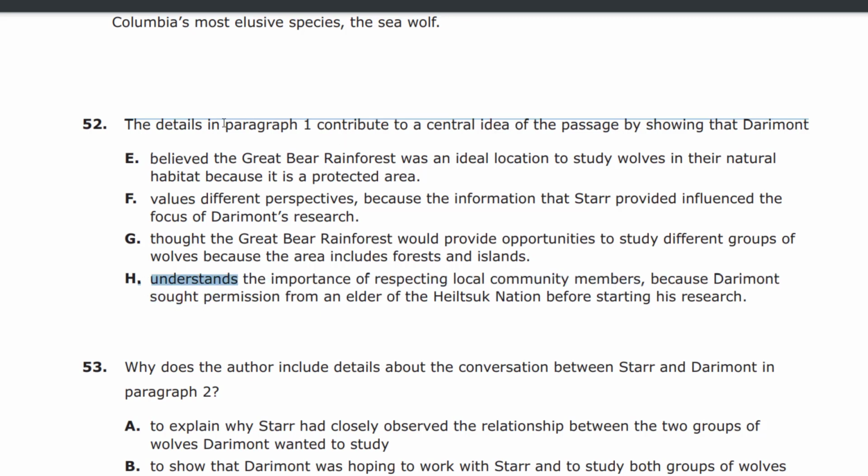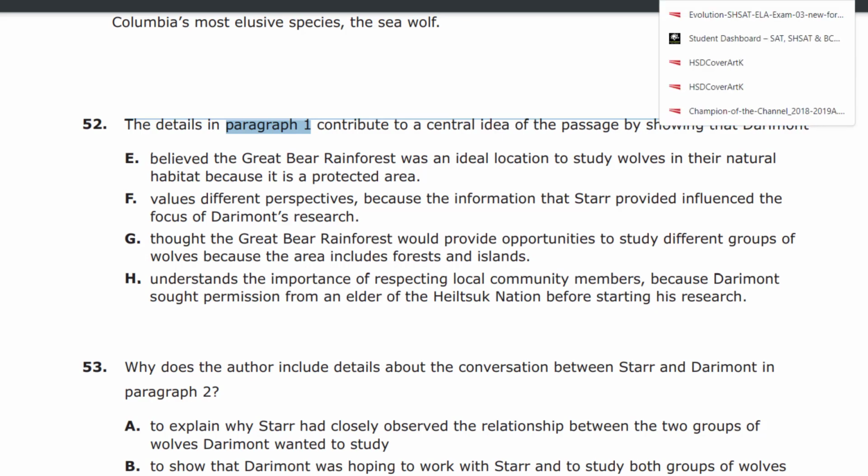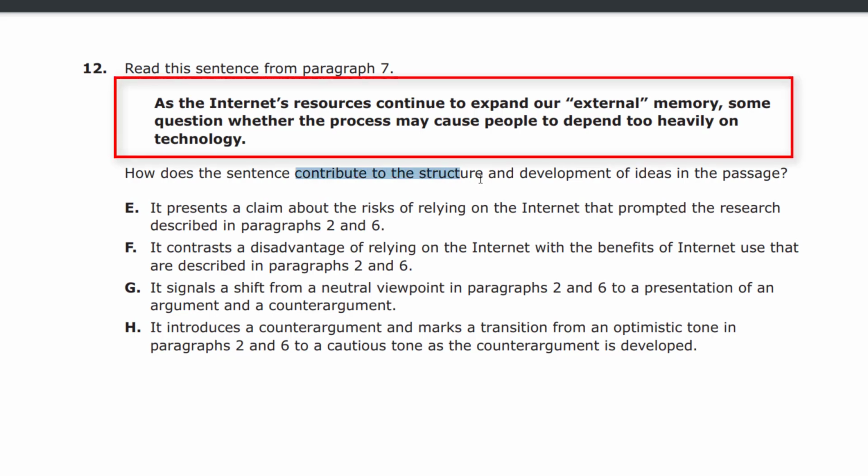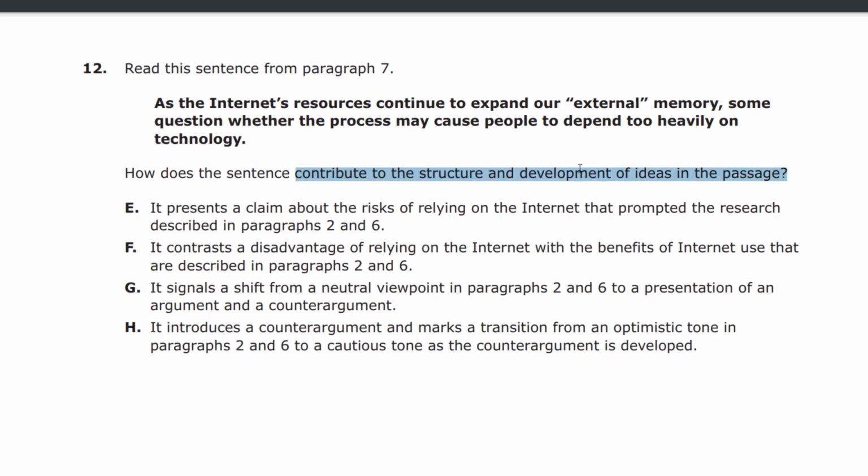Okay. In this case, notice there's not a line given, but it's a paragraph reference, and the wording is slightly different. Contributes to a central idea. Contributes to the overall structure. And on a more recent exam, again, the sentence from the paragraph: how does the sentence contribute to the structure and development of ideas in the passage? So contribute to the overall, fit into the overall structure, and contribute to the development of ideas.